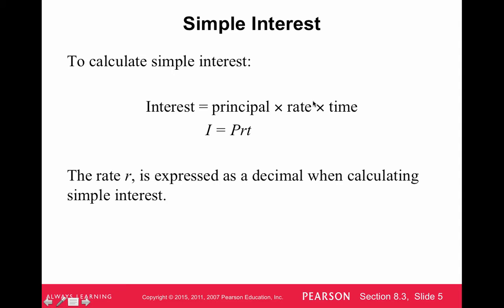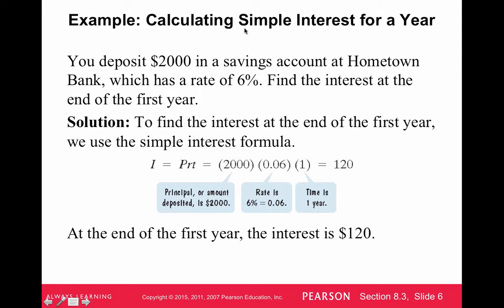This is very much like what we did in 8.1, except now we have this element of time. It says, suppose you deposit $2,000 into a savings account at a hometown bank, which has a simple interest rate of 6%. Find the interest at the end of the first year. Well, that's just 6% of 2,000. So 6% times 2,000, and there's just 1 year, so multiplying by 1 doesn't change anything.